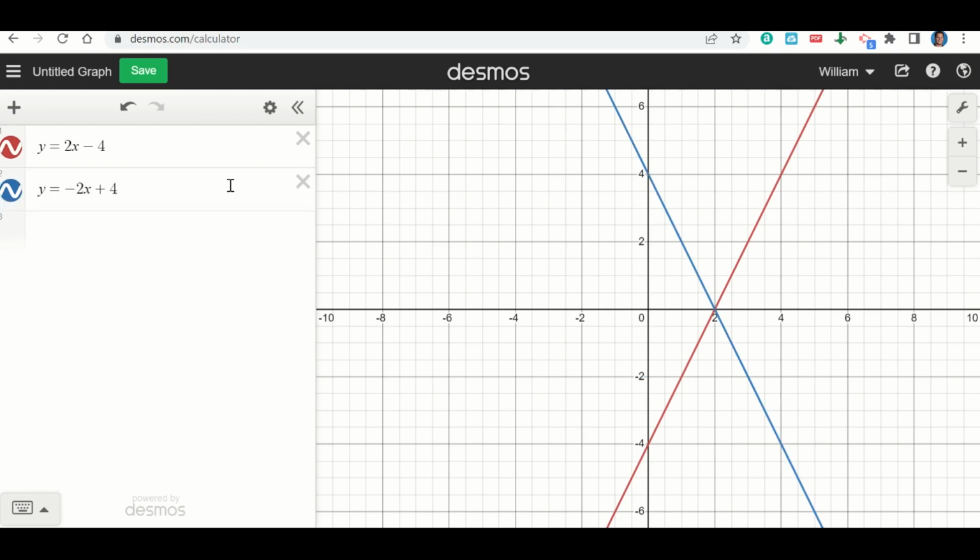So there's my two lines, and if I go to where the two lines intersect and click on it, I can see that it gives me the coordinates of exactly where the two lines intersect. They intersect at x equals 2 and y equals 0. So this would be the solution to my system of equations. And I can do this by inputting any two equations and then going to the point of intersection and clicking on it. It will tell me what the coordinate of that is, with the x coordinate first and the y coordinate second. So this is how you can check your work using Desmos when dealing with systems of linear equations.